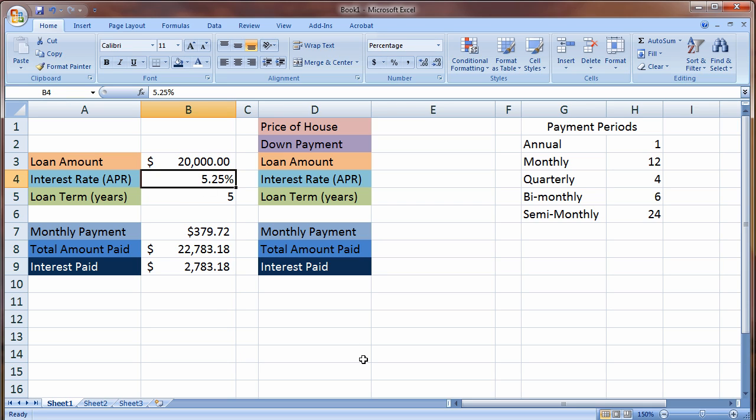What if I didn't have decent credit? What if I had to borrow this at 8.5% interest? Well, watch what happens to that interest paid. For the same period of time, 5 years, now the person that had to borrow at 8.5% pays $4,600 in interest. That's a lot of interest, folks.